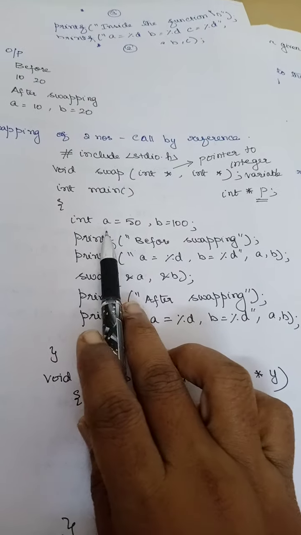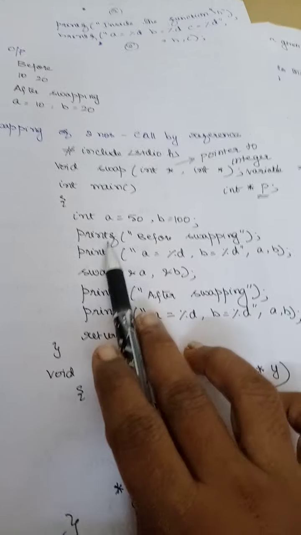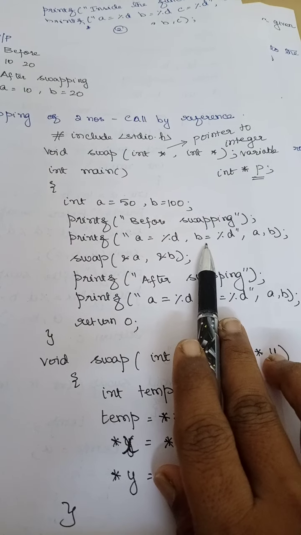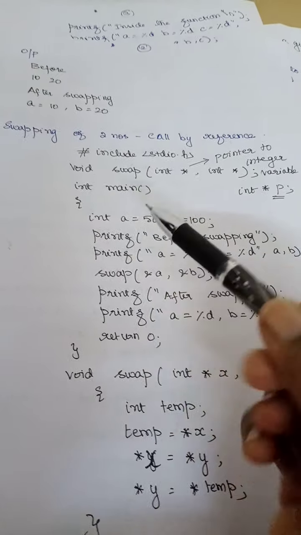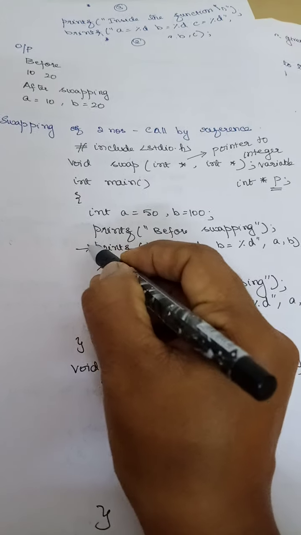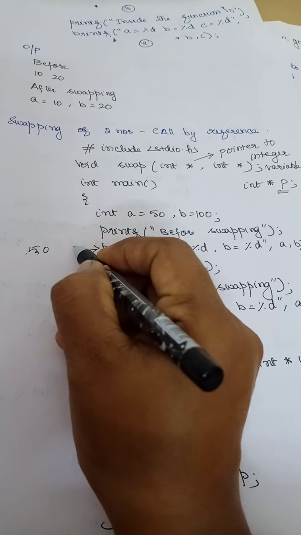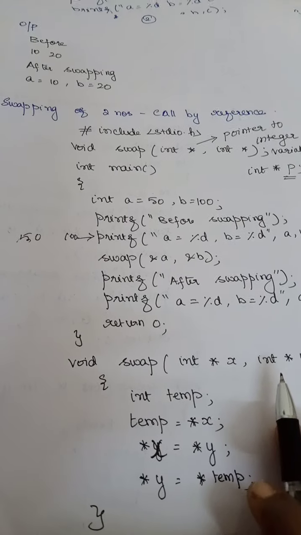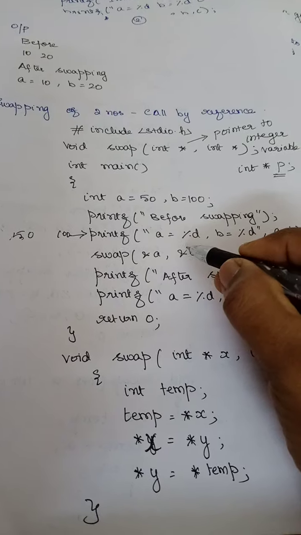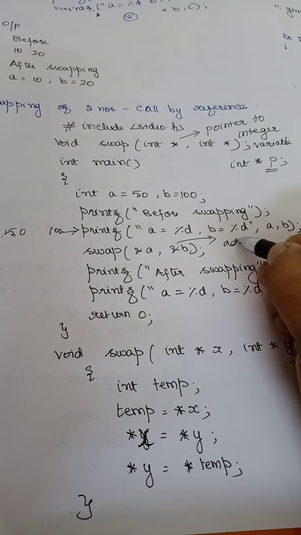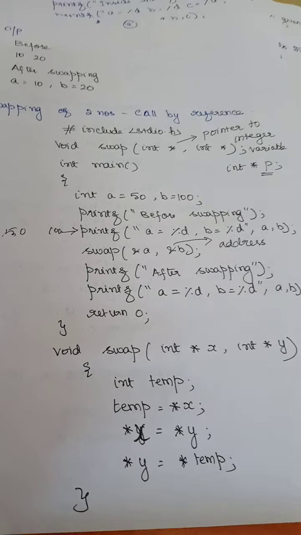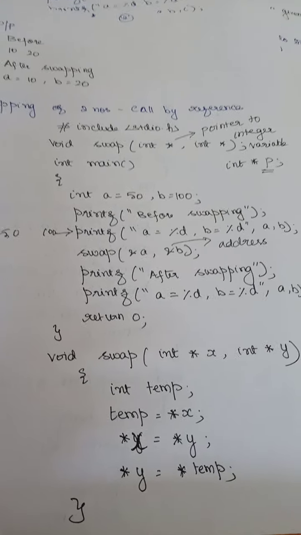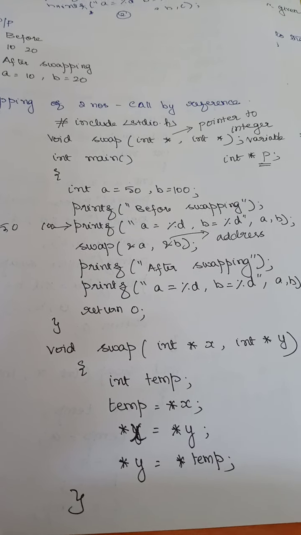Now int a equal to 50, b equal to 100. So printf before swapping, I am printing the values of a and b. Now when you see here in this statement, what is going to be the output? The output is going to be 50 and 100, right? a equal to 50, b equal to 100. Swap ampersand a. I already told you this ampersand refers to the address. Already in scanf we have seen what this ampersand is. Right? So ampersand refers to address. So the address of a is being passed to the function.